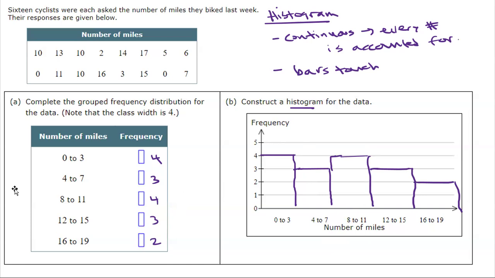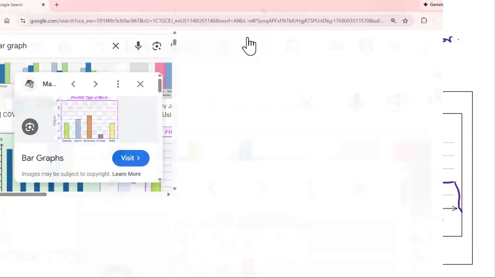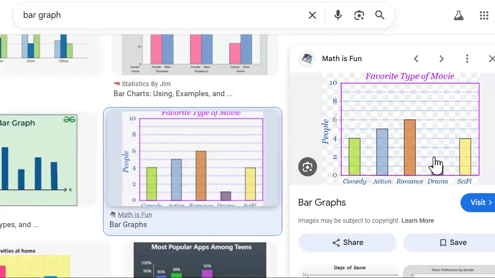Before I talk about this here, let me talk about just a regular bar graph. So you've probably seen a bar graph like this, right? This one talks about the favorite type of movie. So you would ask people, what's their favorite type of movie? And here they said 4 people like comedy, 5 people like action, 6 people like romance, and so forth. So this is a typical bar graph.